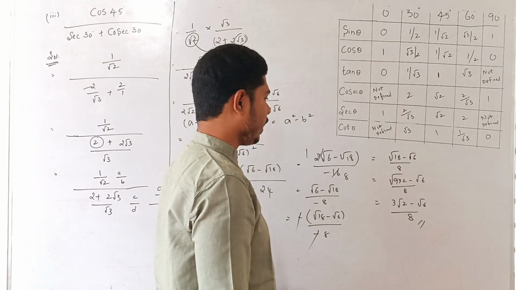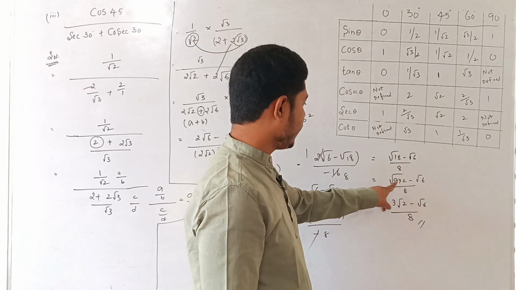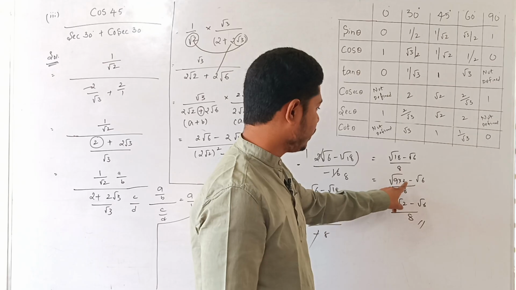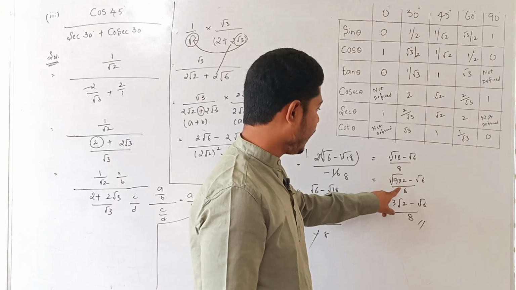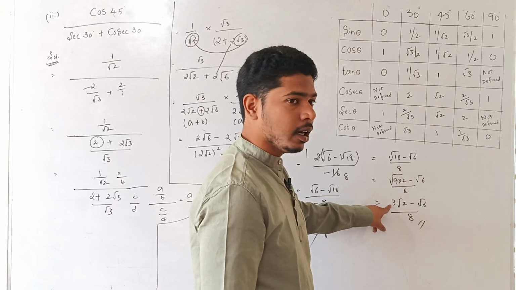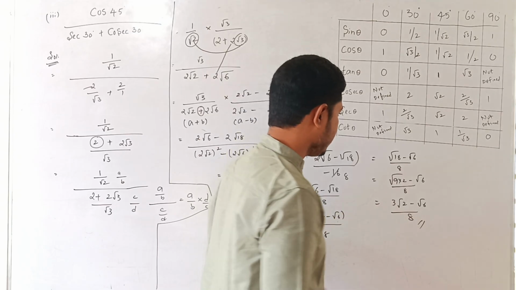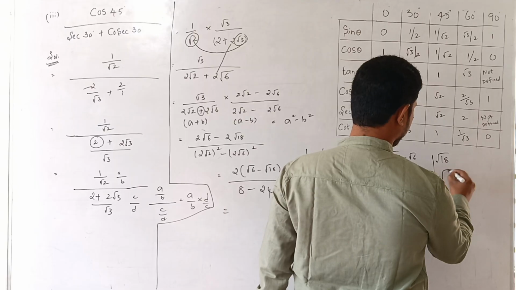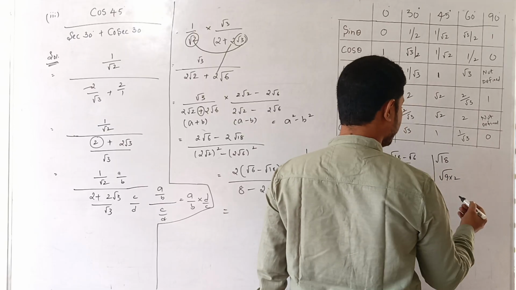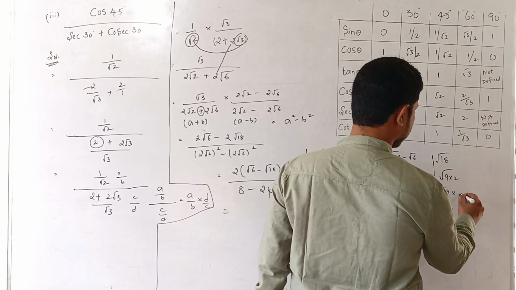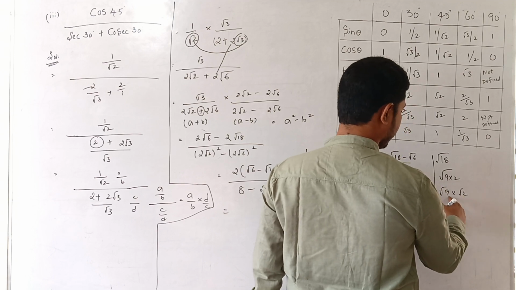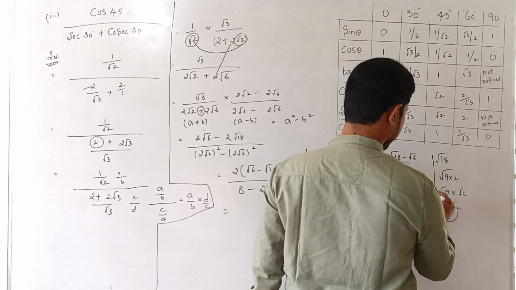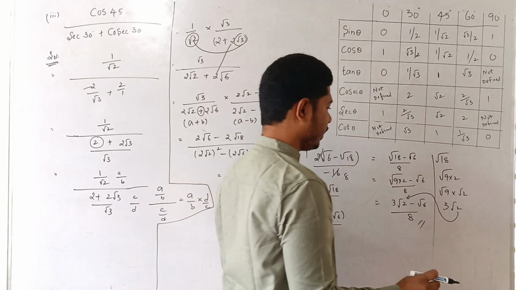You may have a doubt about how I write root 18. I am writing root 18 as root 9 into 2. Then how am I writing root 9 as 3? See, this is the small calculation. Root 18, I am writing as root 9 into 2. I am giving the root to both. What is the value of root 9? 3, into root 2. This is how we get it here.